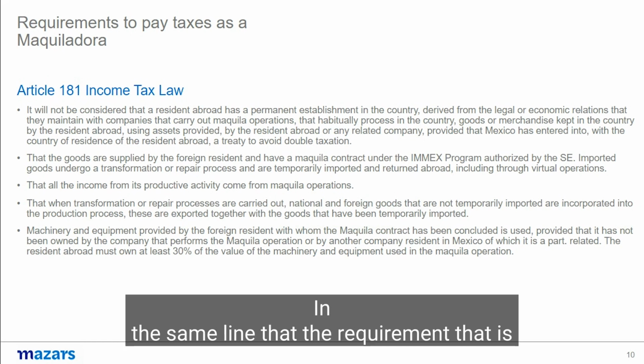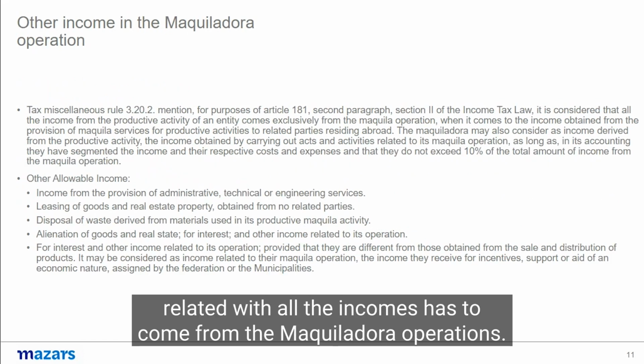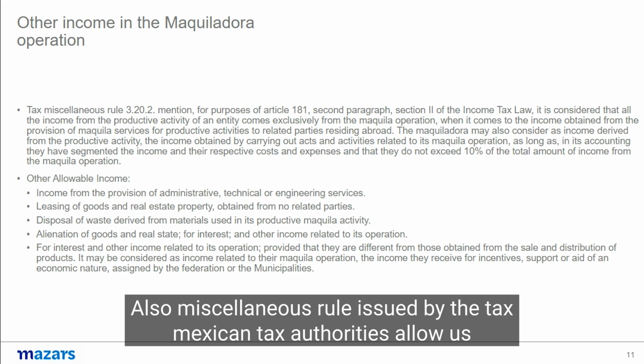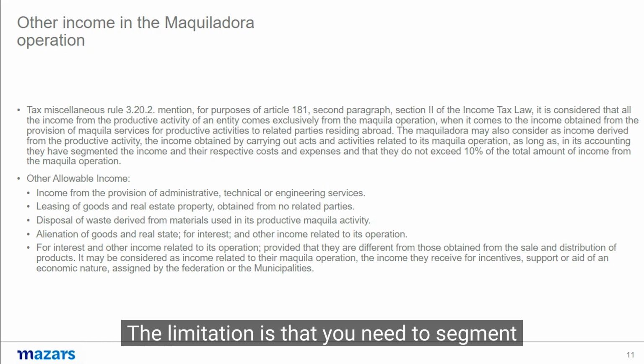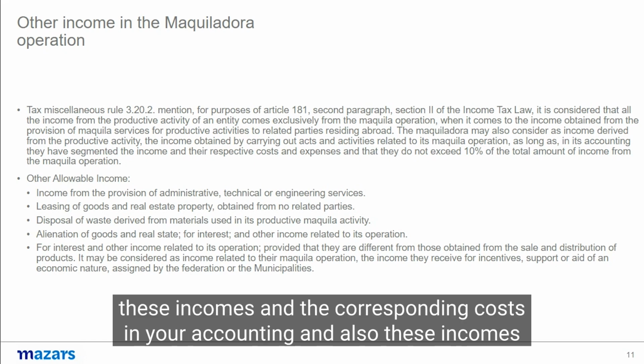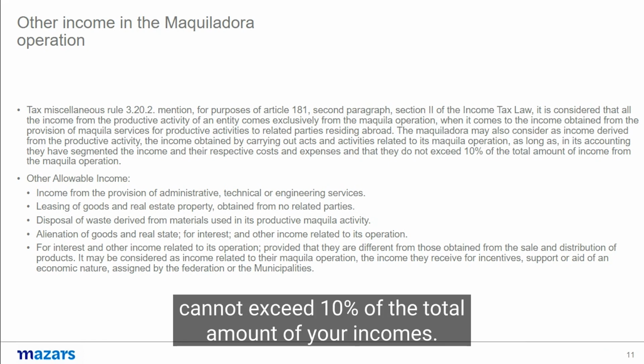In the same line, the requirement that all the income has to come from the Maquiladora operations, a miscellaneous rule issued by the Mexican tax authorities also allows us to consider additional income as part of the Maquiladora operations. The limitation is that you need to segment these incomes and the corresponding costs in your accounting, and these incomes cannot exceed 10% of the total amount of your income.